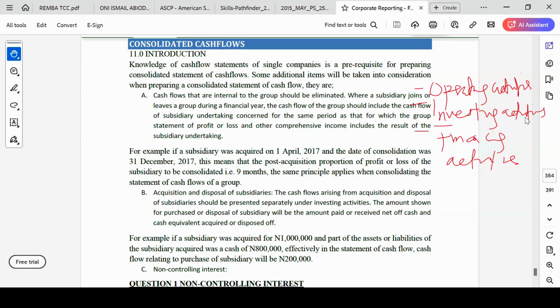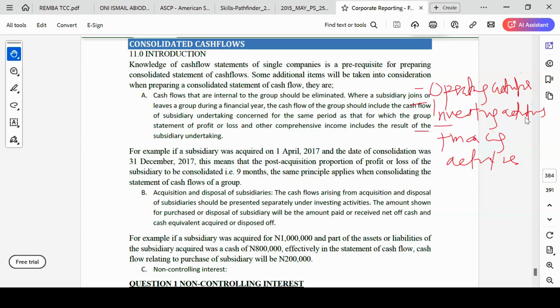Either it is coming from the owners of the business, which is equities. We're talking about share capital. Did you issue shares? We are talking about share premium. When you issued shares, did you issue at a market price that is above your book value? So therefore, you would have a share premium.